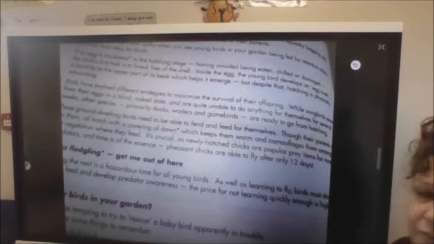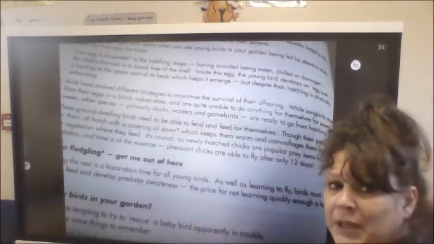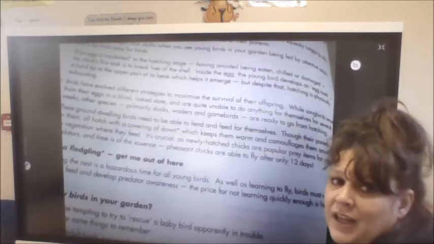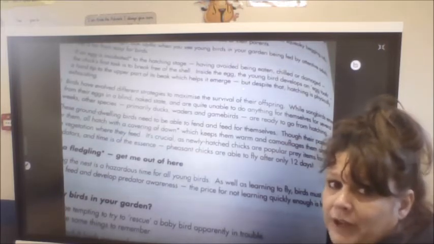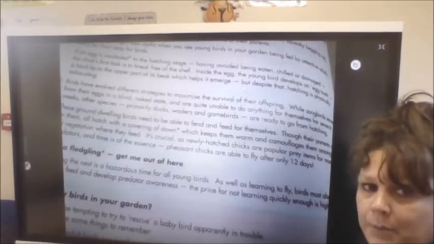If the parents smell your scent on them, they might abandon that chick, and it might have had a chance of survival if you hadn't touched it or tried to move it. Okay, so really important to remember that. Okay, so you have got some questions.